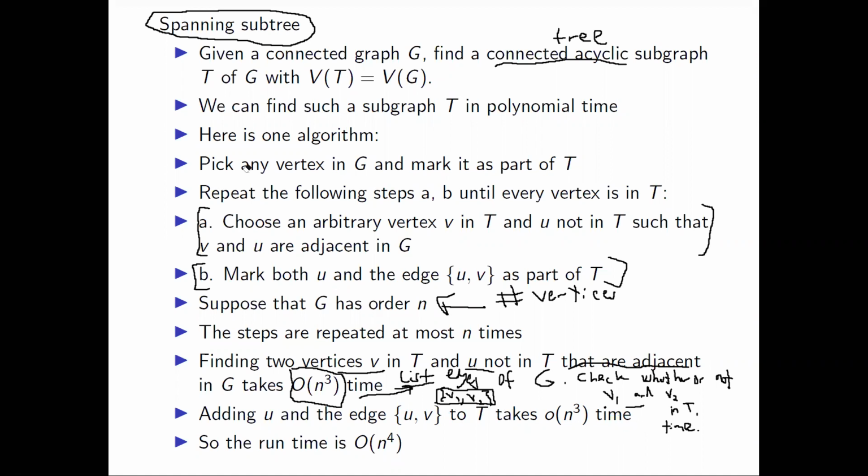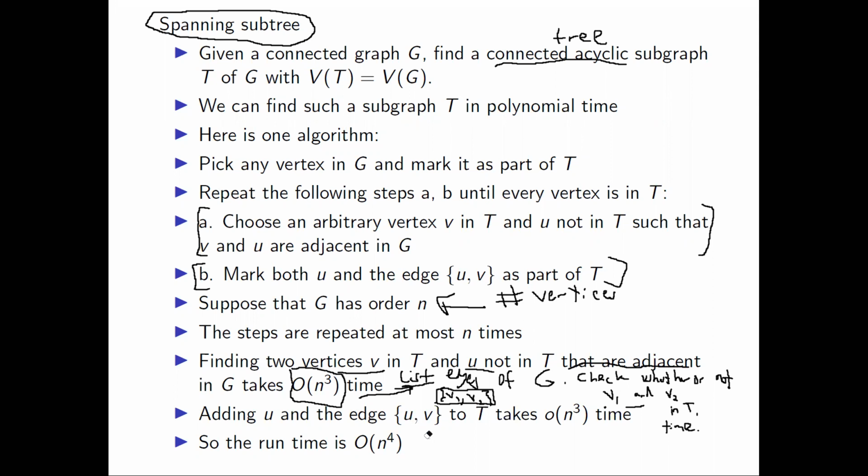Okay. So step B is just adding U and the edge UV to T. And that's already after we've found U and UV. So we found a U that's not in T and some V that is in T for which there is this edge UV. And once we've found them, adding them to T, of course, takes little o of n cubed time.